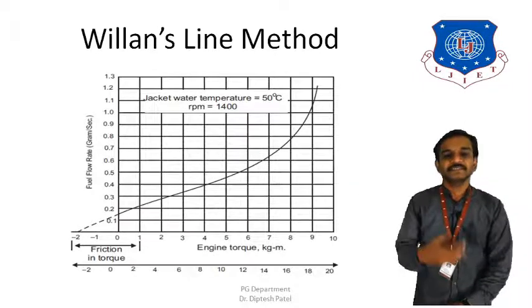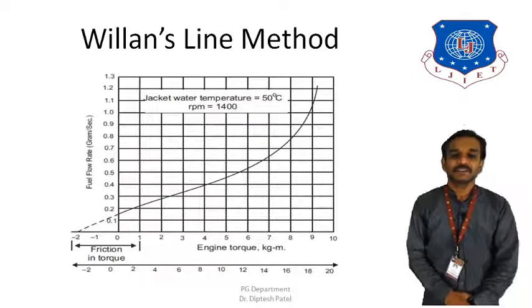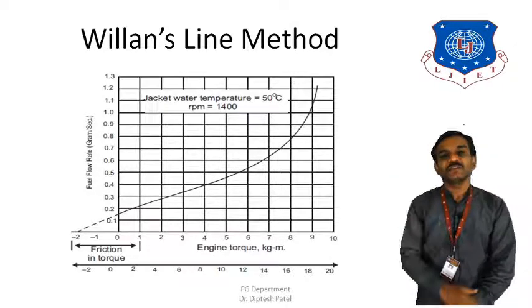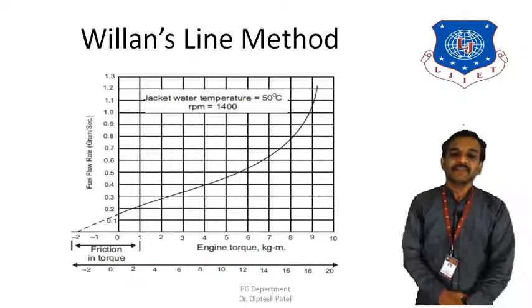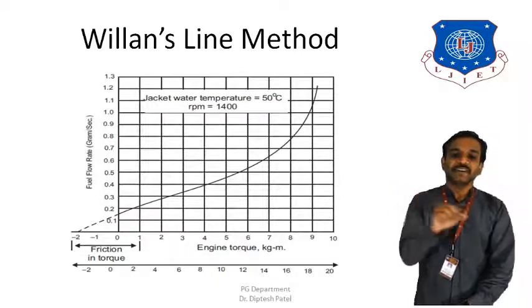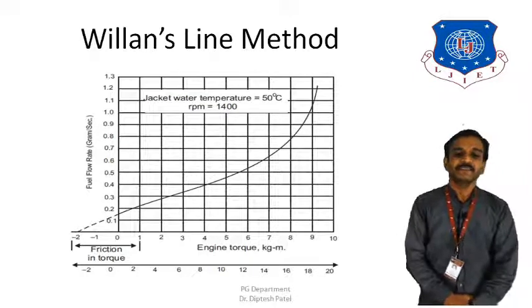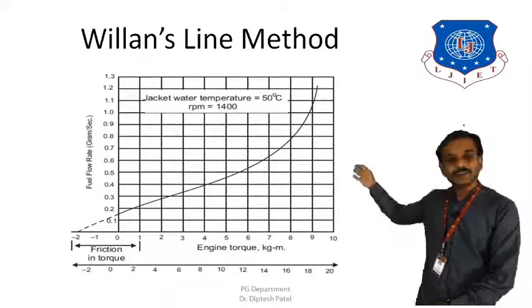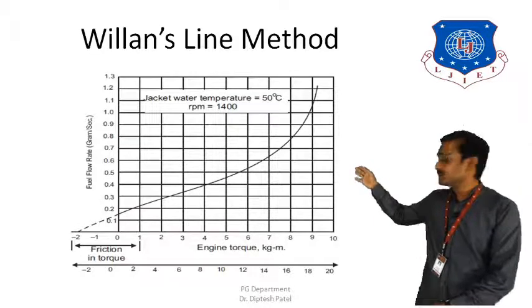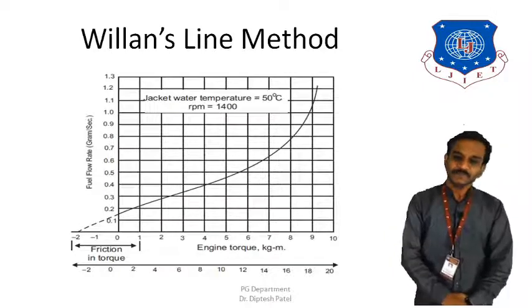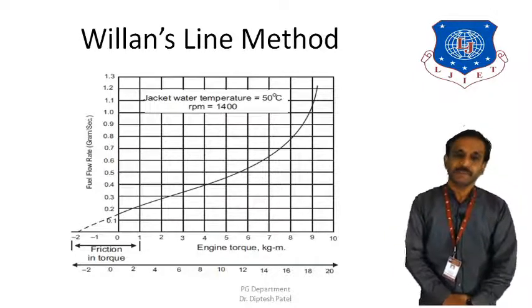The engine torque and the fuel consumption rate are measured here with respect to the various torques, and then a line is drawn, the Williams line, and it is taken into the negative side. Wherever it intersects the negative side is taken as the friction power. So you can see the friction torque is described on the negative side of the engine torque, and that is taken as the friction torque or friction power.